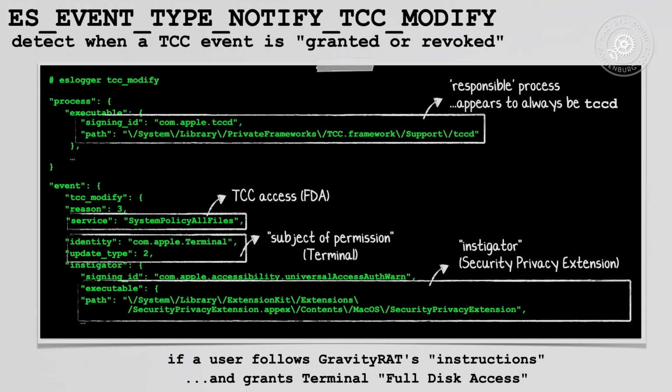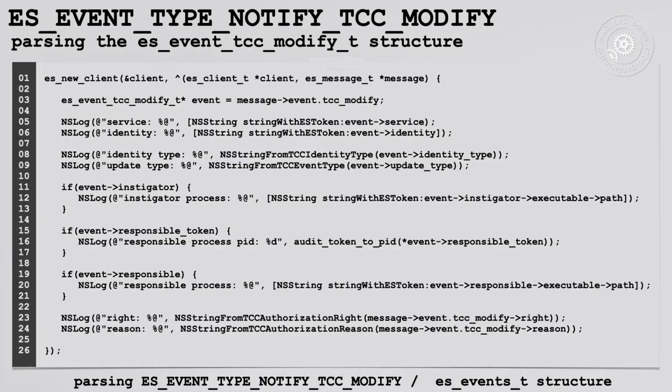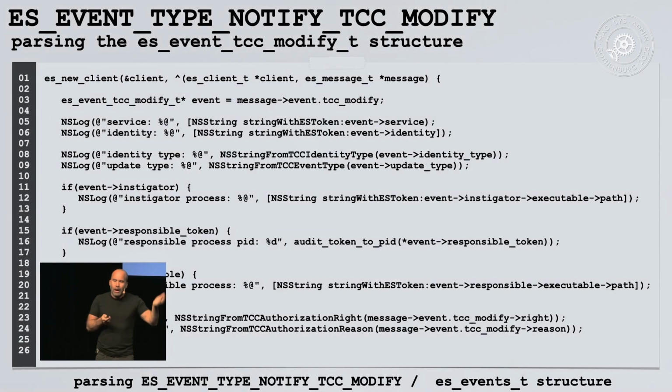So with an understanding now, what we can do is programmatically re-implement this in our own security tool. Again, don't really worry about all the code, but this is how, given a TCC endpoint security event, you can pull out all those pieces of information from the message that we showed on the last slide, and then use that for detection, reporting, et cetera.